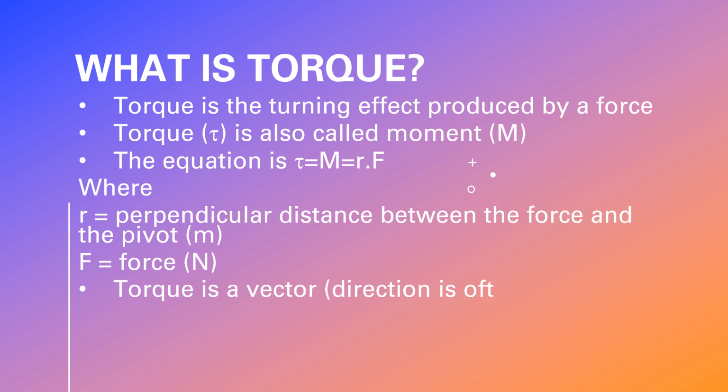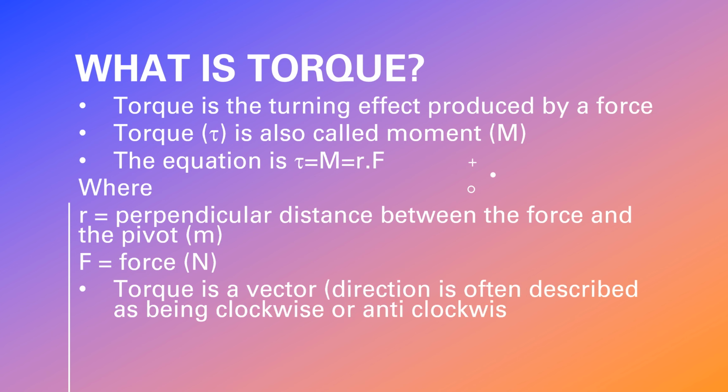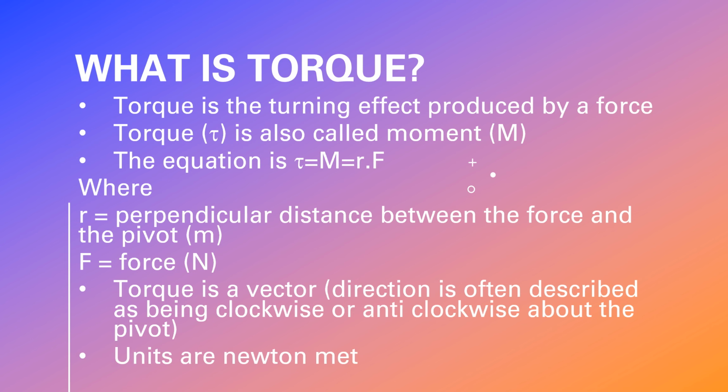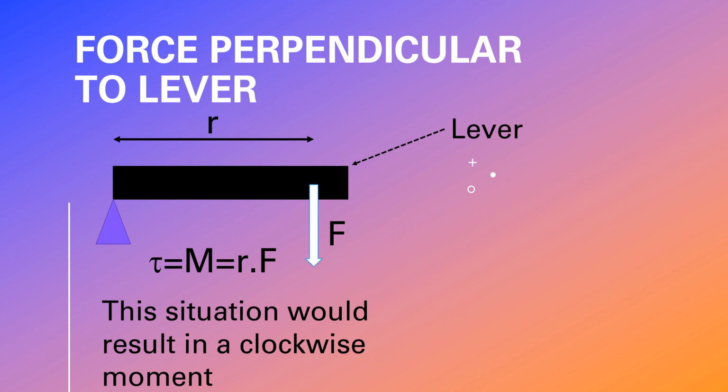Torque also needs to have a direction specified as it is a vector. The direction is usually described in terms of clockwise or anti-clockwise about the pivot. And the units that we use are Newton meters, or N times M.